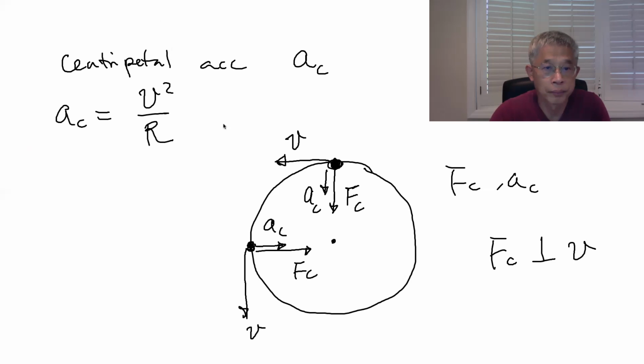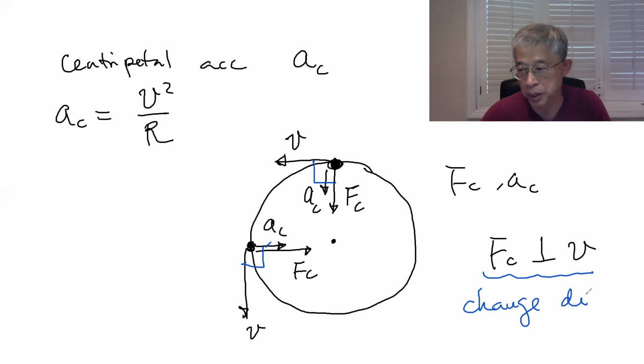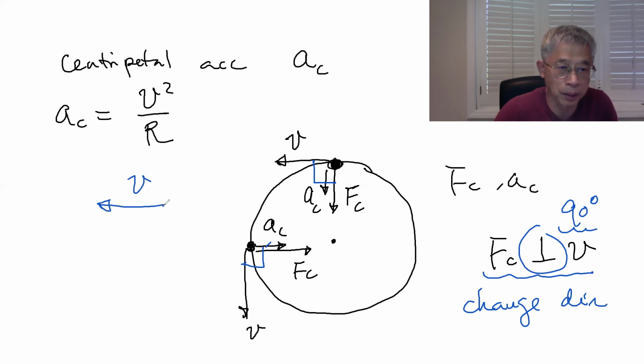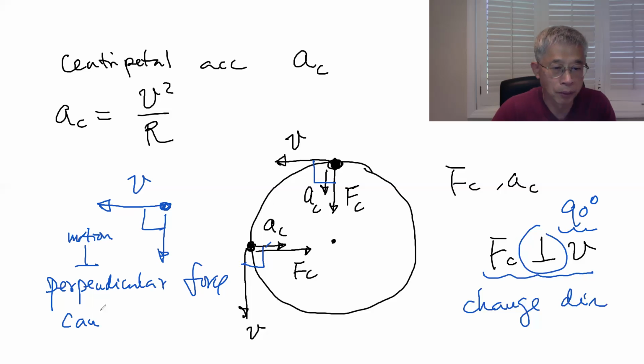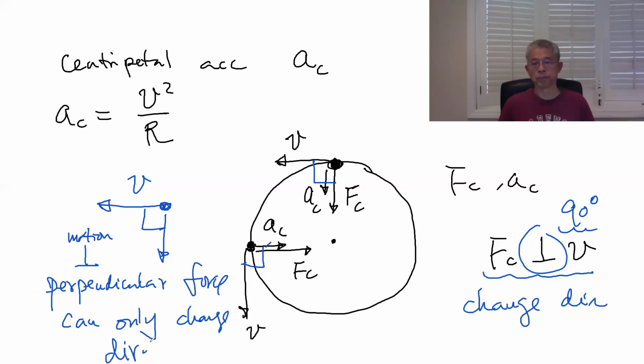Let me change the color here. 90 degrees, always 90 degrees. And that's why centripetal force can change direction, because it's 90 degrees. So let's say you have some kind of motion V going on right there. If you always apply a force on this object which is 90 degrees to it, the only thing you can change is the direction. You're not going to be able to change the magnitude. So a force perpendicular to the motion, the motion being V, can only change direction. All right? So that's important.